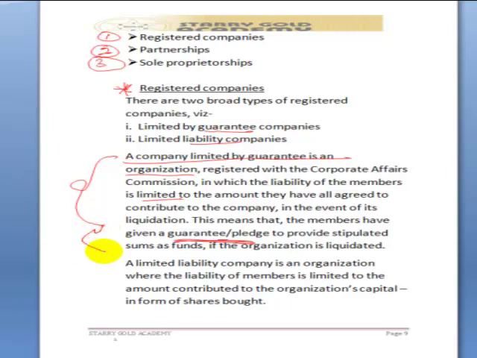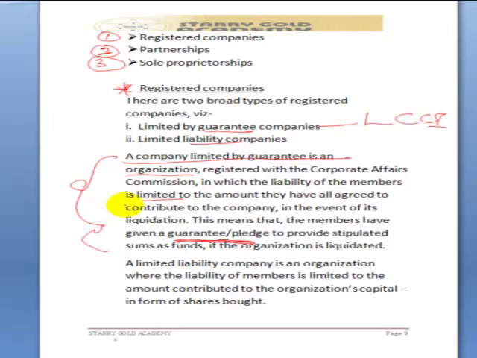What this means is that if 2 or 3 individuals come together now to form a company limited by guarantee, what it means in effect is that if the company is liquidated after 2 or 3 months, the liability of the members is strictly tied to the amount they've volunteered to contribute. They are given a pledge to contribute if the company is liquidated. An example of a limited by guarantee company is the Lagos Chamber of Commerce and Industry. It is a company limited by guarantee.